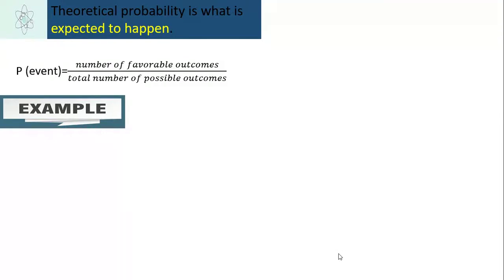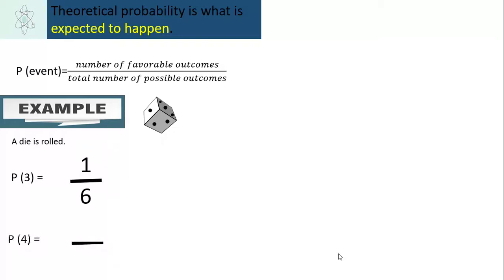Next example. A die is rolled. Let's get the probability of getting 3. Again, the formula is number of favorable outcomes divided by the total number of possible outcomes. The number of possible outcomes is 6. Why? We might get 1, 2, 3, 4, 5, or 6. And the chance of getting 3 in a roll is 1. Therefore, the probability of getting 3 is 1 over 6.